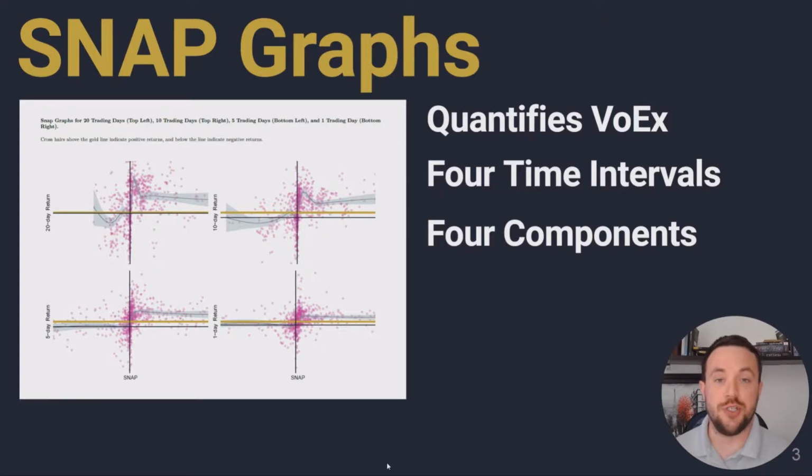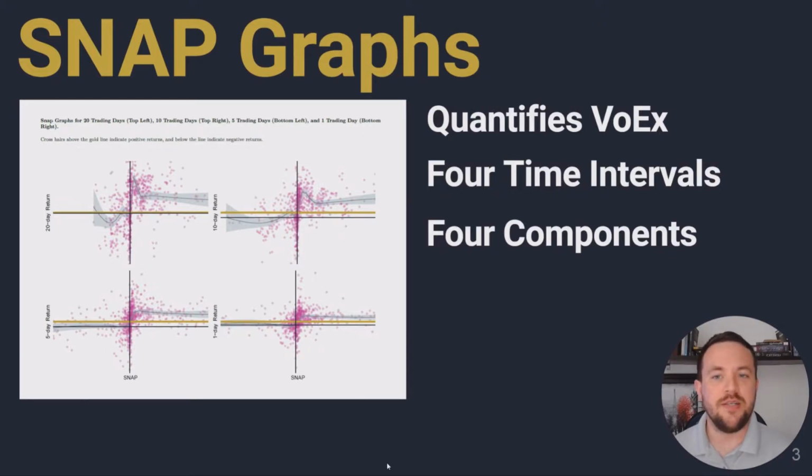The highlighted region around that squiggle line is the 95% confidence interval, and that helps us decide if the current snap algorithm output is trustworthy or not. If the highlighted region is too large, or if it expands over the positive and negative areas of the snap graphs, well, we might need to look at some other data points because the snap algorithm may not be doing quite the good enough job of encapsulating VoEx's behavior.